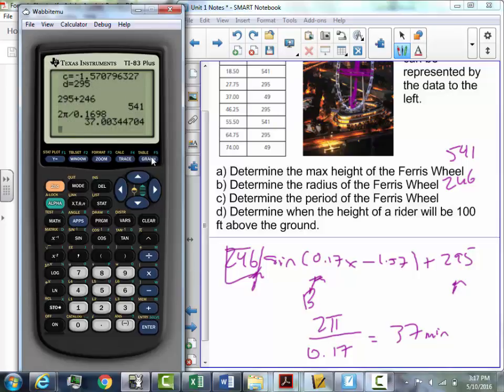If you had to, what you could do is find this value right here, find this value right here, and then find out how far it is between those two numbers. It's a lot of work, though. The easiest way of doing it is just take 2 pi and divide it by your B value.